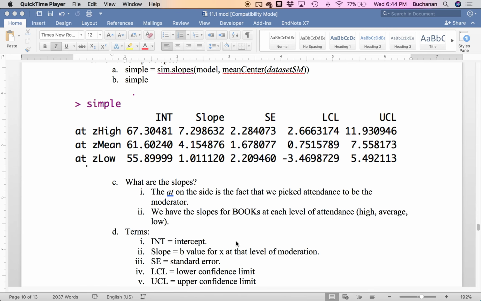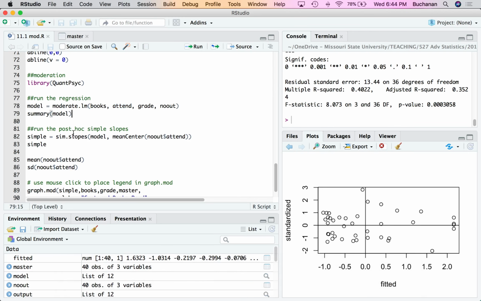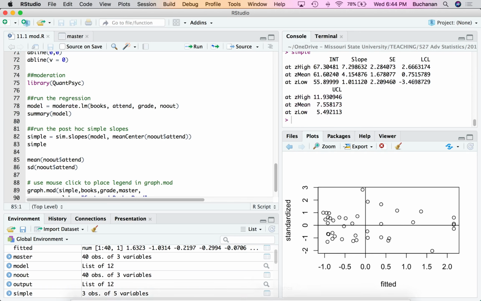Okay, finally got SPSS to stop crashing my computer.